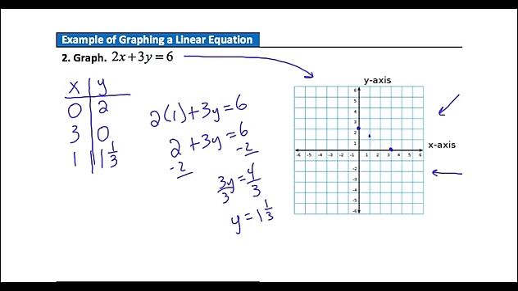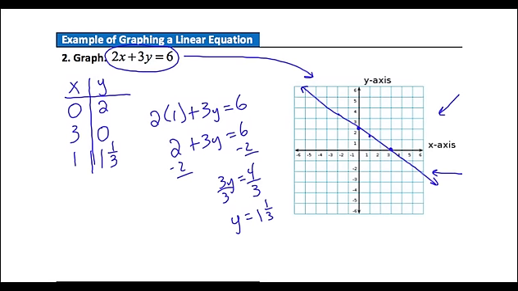Had I made a mistake, I would get points that wouldn't have lined up, and I know I've got to go back and check and make sure that I did my arithmetic correctly. But since these are all lining up now, I can graph a line through those points, and I want to put arrows on the end of that line, because what that line represents is all the solutions to this equation up here. So every point on that line is a solution to that equation.